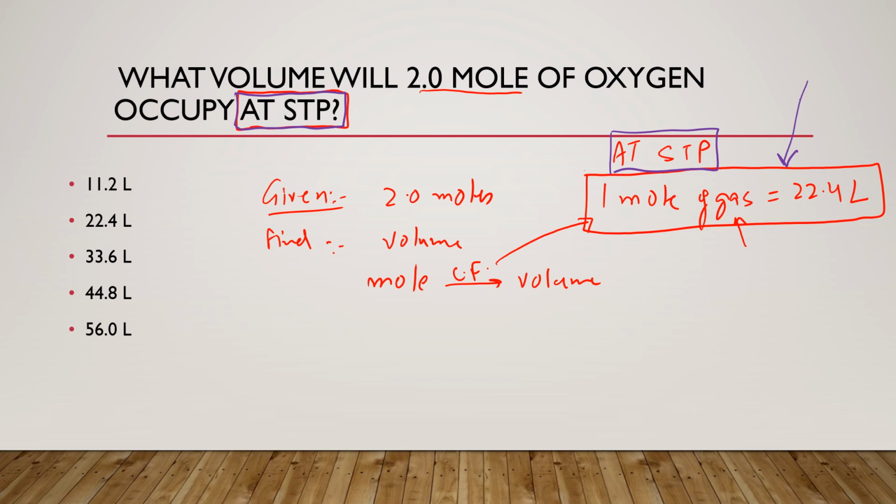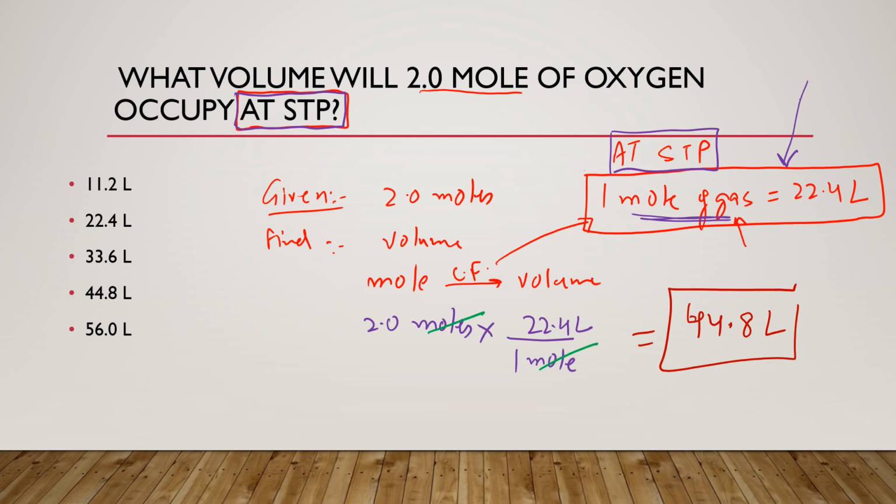So how many moles are given? We have 2.0 moles multiplied by the conversion factor. So the mole will be down here, 1 mole, and the top value will be 22.4 liters. Mole cancels with mole, and the answer comes out to be 44.8 liters. So therefore the correct answer is this option.